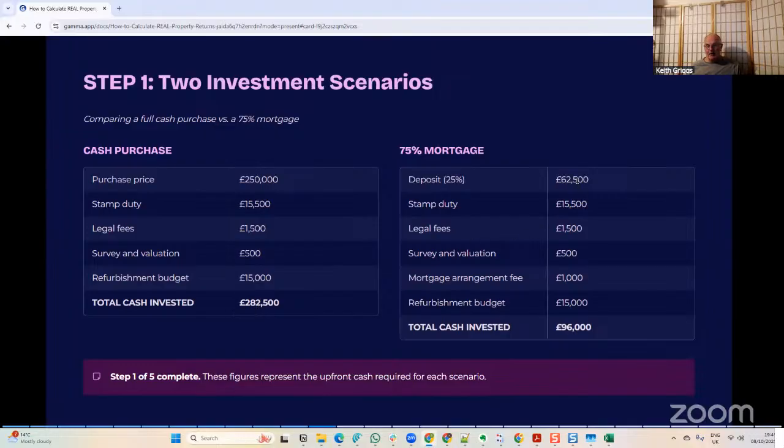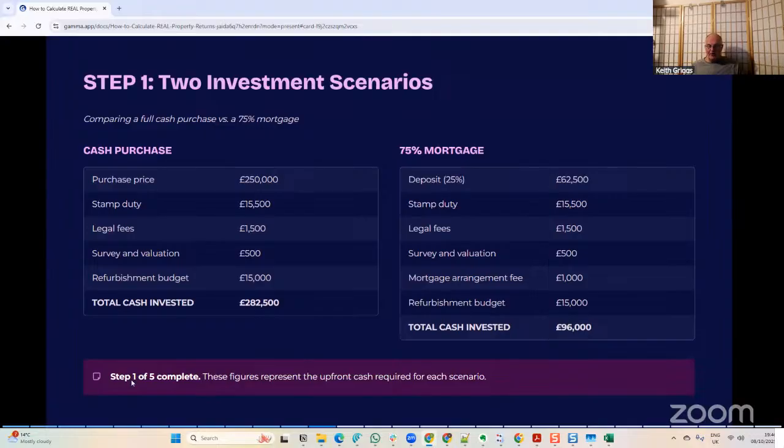Person B got a deposit of 75%. So in terms of that 250,000, they had to pay 25% of that, which is 62,500. That was their deposit. And then the rest of that they got a mortgage, but all these other things are the same, except they had to pay an extra amount, a mortgage arrangement fee, for example. So they only have to invest 96,000. So a lot less.